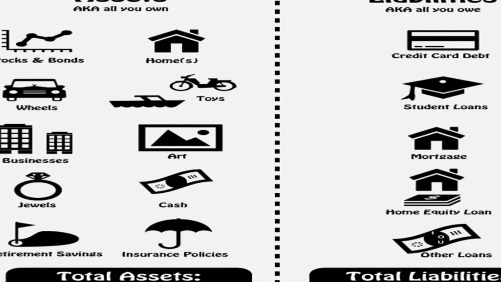A bicycle or maybe a ship owned by you, or toys, businesses, or art, like a picture that you bought and hung on the wall, can sometimes generate income for you. Jewels, something like earrings. And then we have retirement savings and insurance policies. All these are assets.